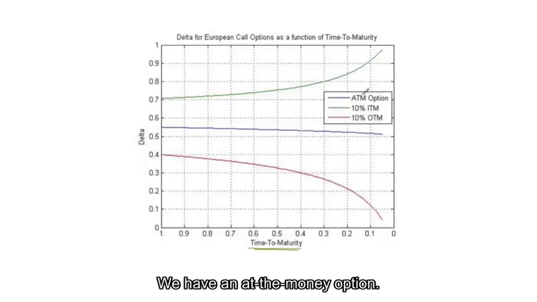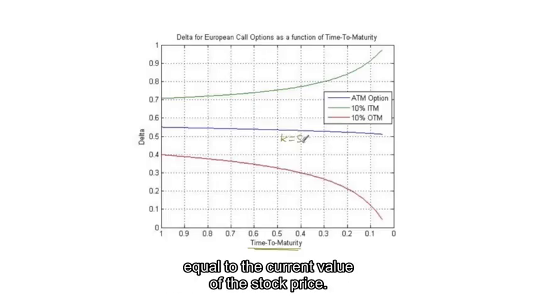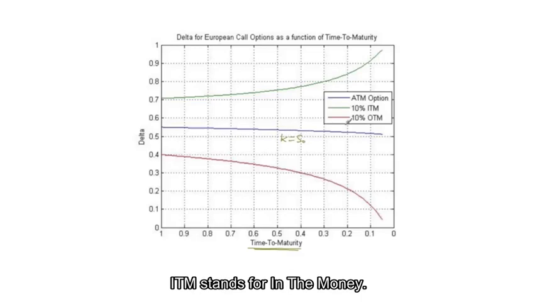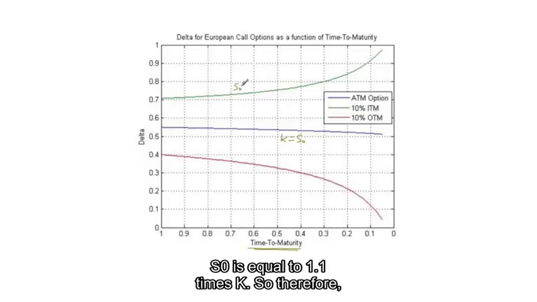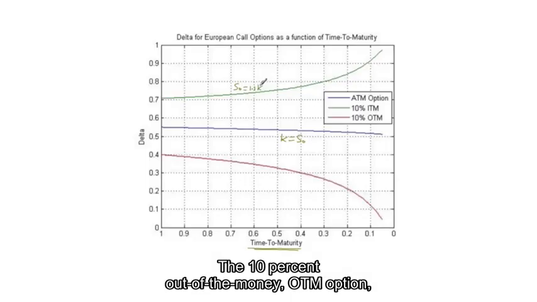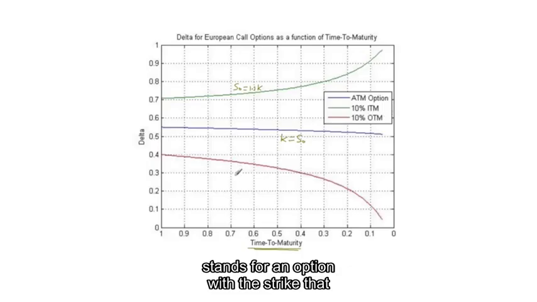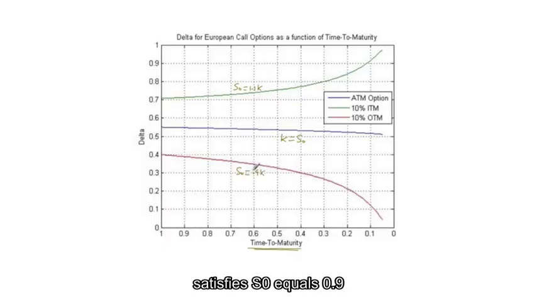We've got 3 different options. We have an at the money option. So an at the money option has K equal to the current value of the stock price. ITM stands for in the money. So a 10% in the money option means that S0 is equal to 1.1 times K. So therefore it is in the money. And a 10% out of the money, OTM option, stands for an option with a strike that satisfies S0 equals 0.9K.